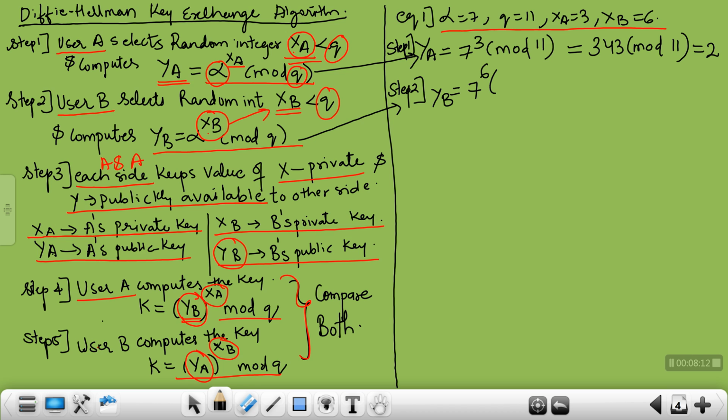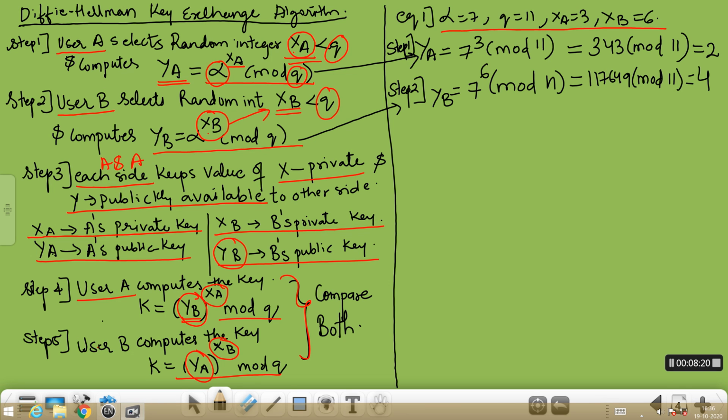XB is nothing but 7 raised to 6 mod of Q. Mod of Q is nothing but mod of 11. So let us solve what is 7 raised to 6 mod of 11. When we solve 7 raised to 6, we get the answer as 117649 mod of 11, which is nothing but 4. So now you know what is my public key and what is my private key.